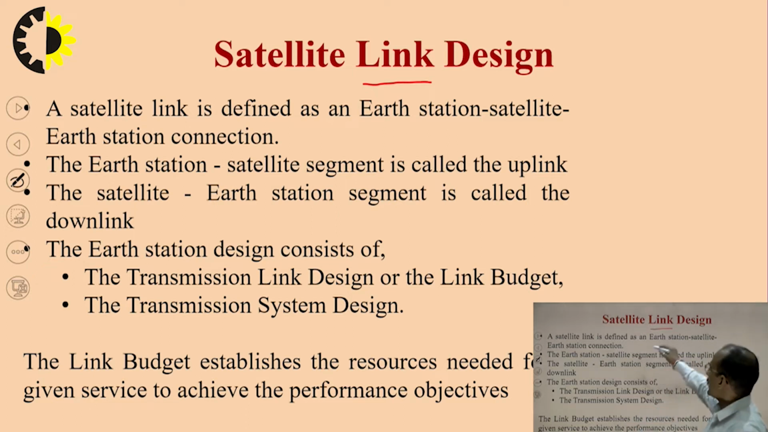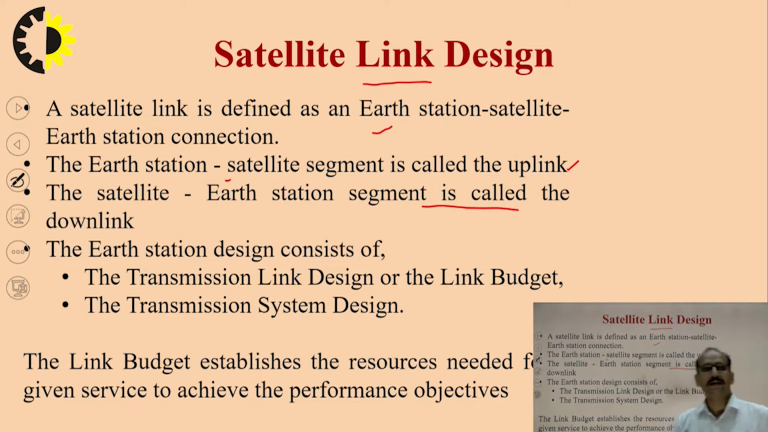So a satellite link is defined as the earth station to satellite to earth station connection. The earth station is basically the satellite segment which is located on the earth. The link on which the earth station contacts the satellite in the upward direction is called the uplink, and when the satellite connects with the earth station, that is called the downlink.